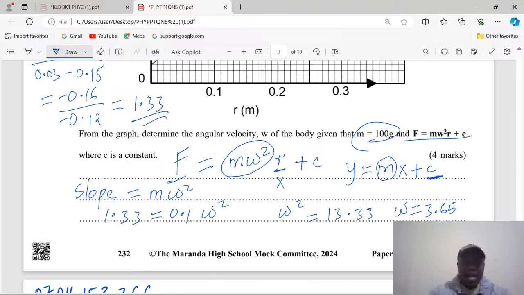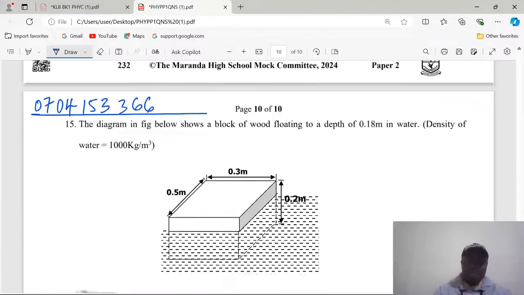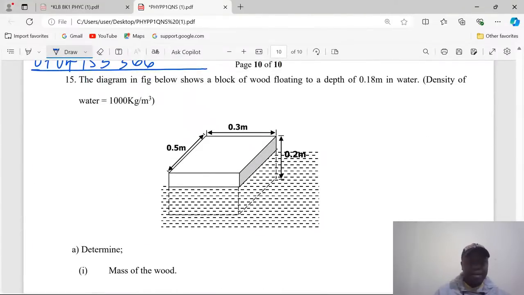Being omega, or rather angular velocity, then we can write it as radians per second. So the units of omega is radian per second squared. Finally, we have number 15. We are winding up now.